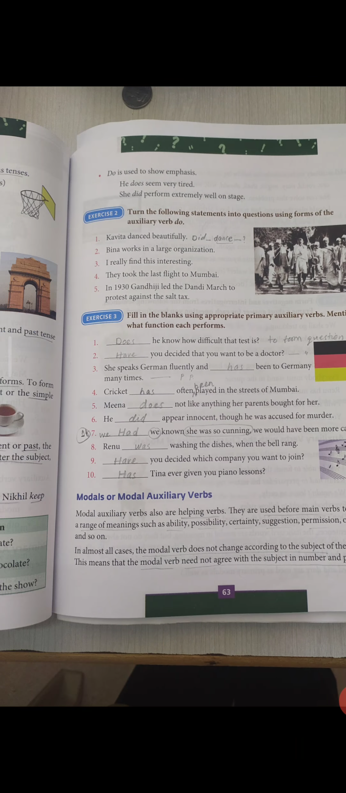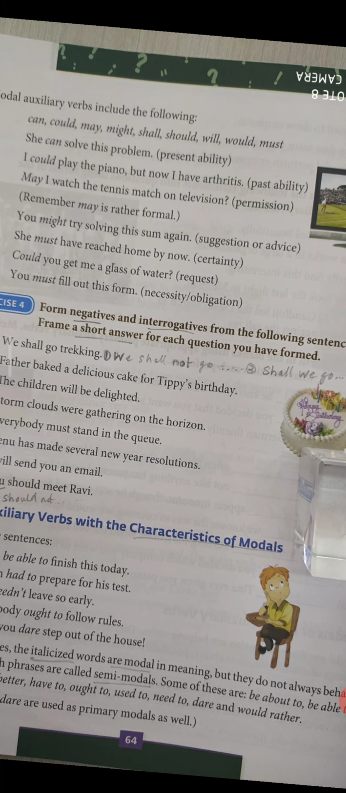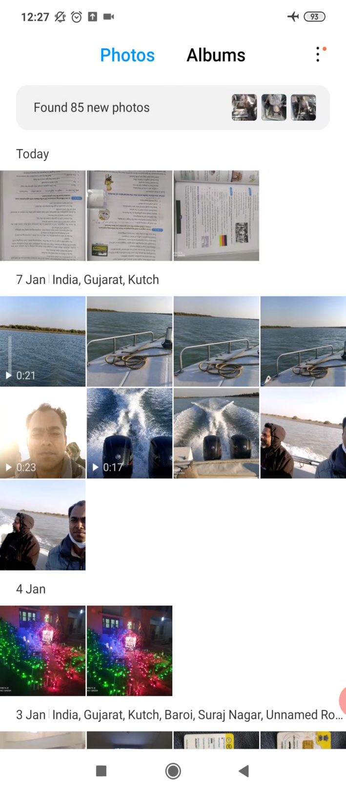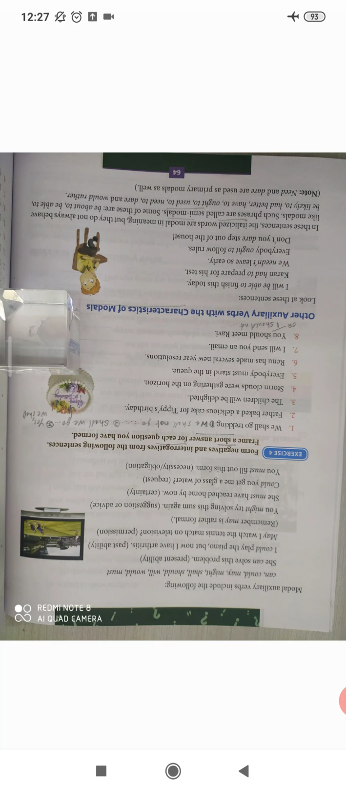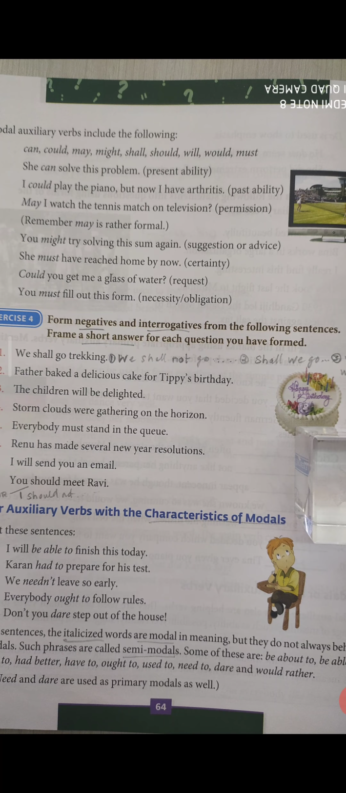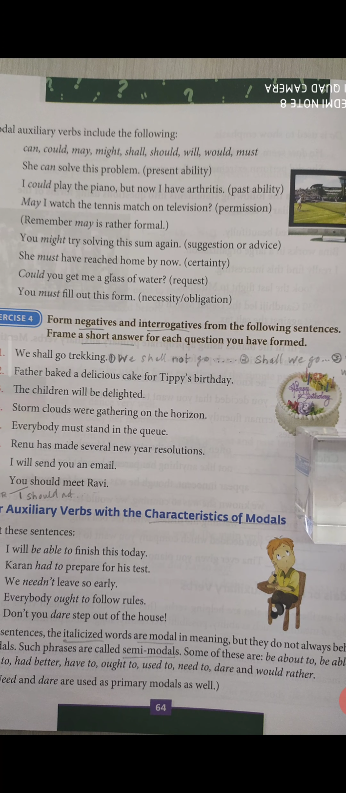Okay, coming to the next page, we'll see the examples. It will be clear. Modal auxiliary verbs include the following. So which are those modal auxiliaries? It is given there: can, could, may, might, shall, should, will, would, must.